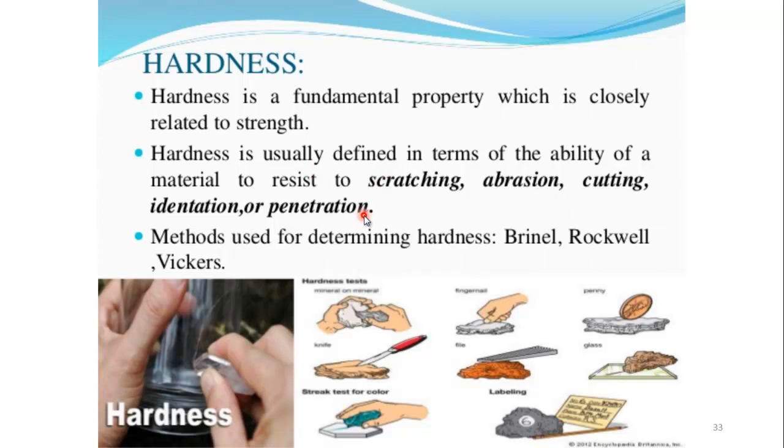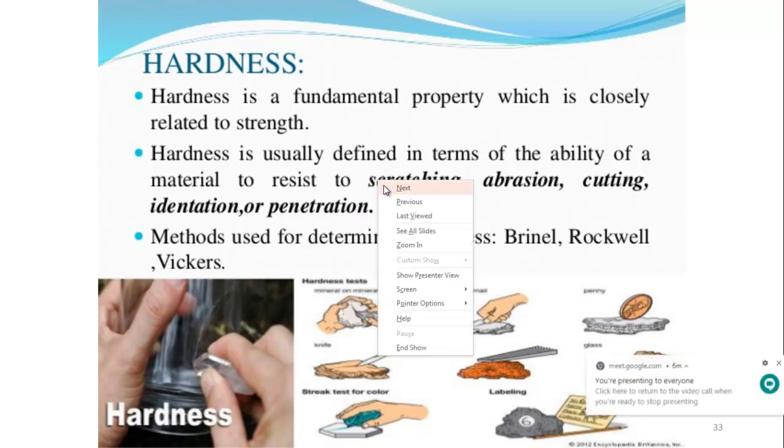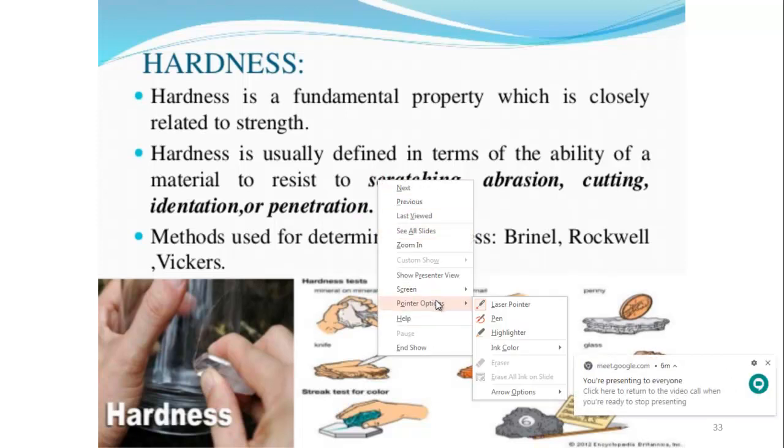Actually you have studied hardness in labs, right? Which machine have you used, Brinell, Rockwell or Vickers? Hello? Which material? Which method have you used in the lab for testing hardness? Brinell and Rockwell. Okay.